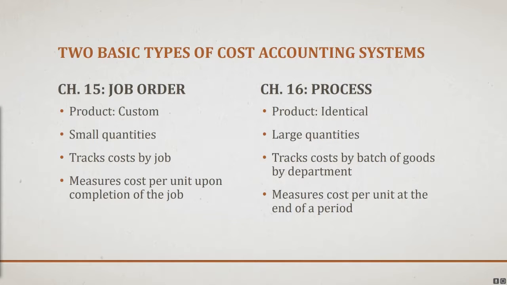In job order costing, the products are custom, produced in small quantities, costs are tracked by the job, and cost per unit is measured upon the completion of the job. In process costing, the products are identical, produced in large quantities, costs are tracked by batch of goods by department, and cost per unit is measured at the end of the period.